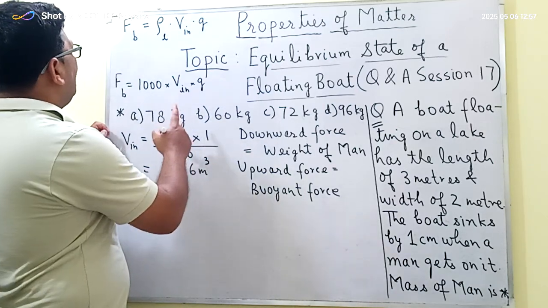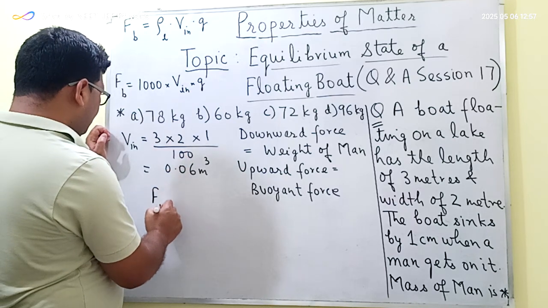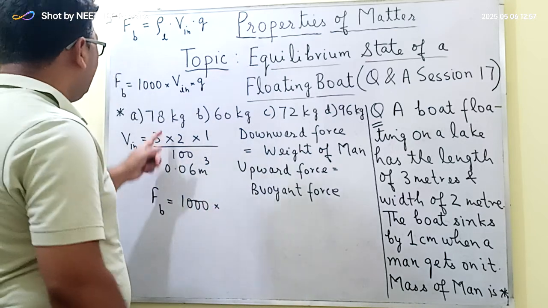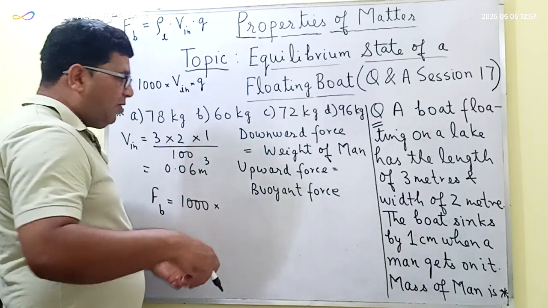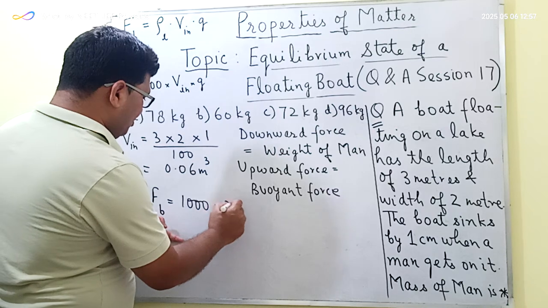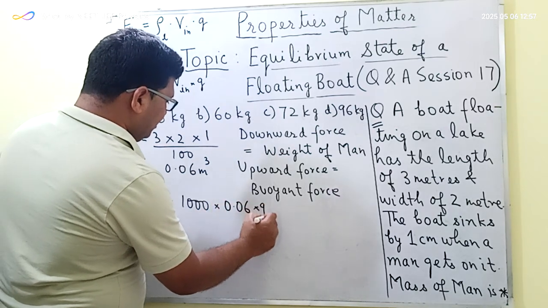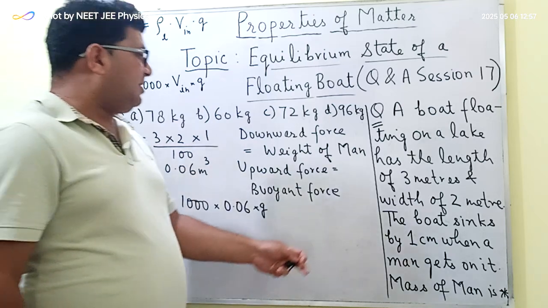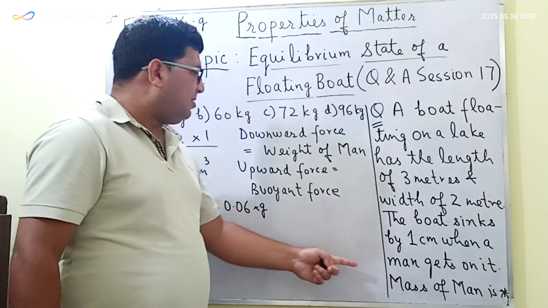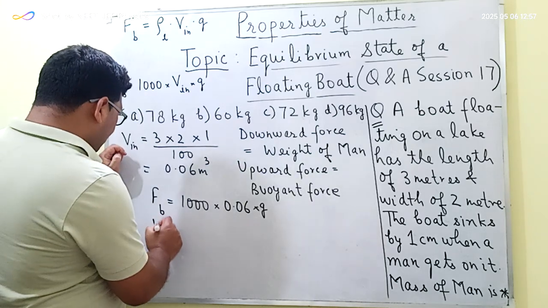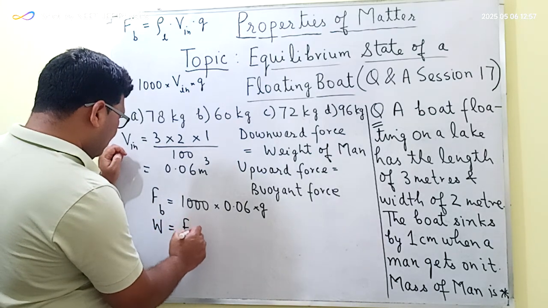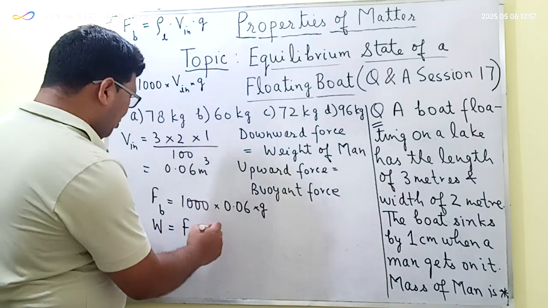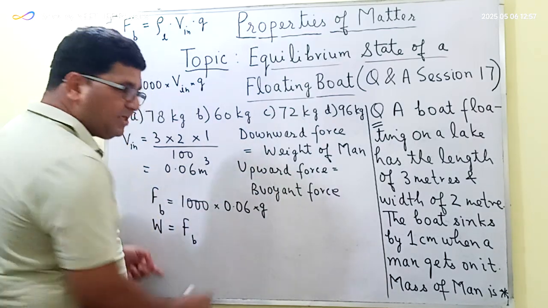So the buoyant force will be equal to 1000 into the volume of the boat which is inside the water, which is equal to 0.06, into g. And for the boat to be in a state of equilibrium, the weight of the man who has boarded this boat should be equal to the buoyant force. So for the weight of the man, let us say the mass of the man is equal to m.